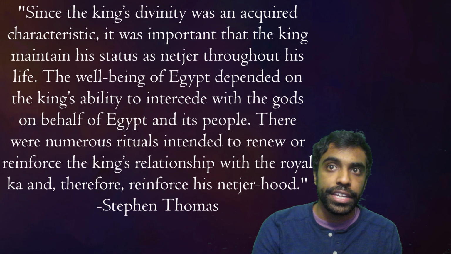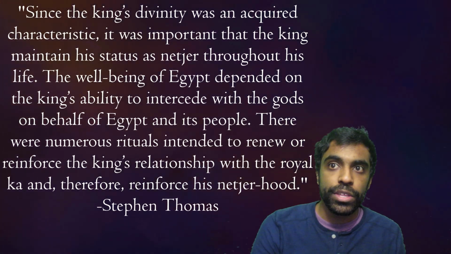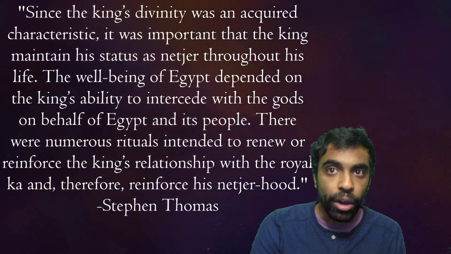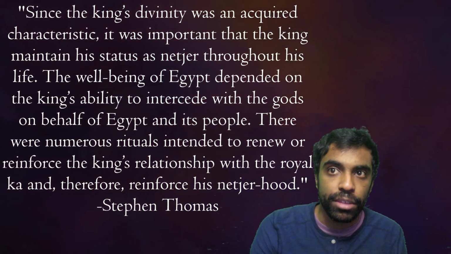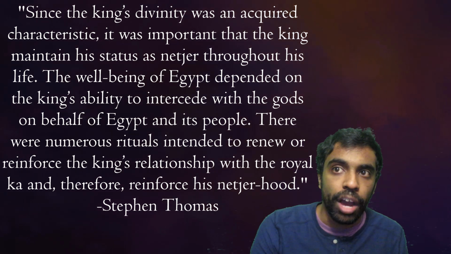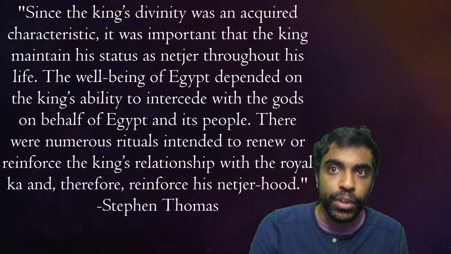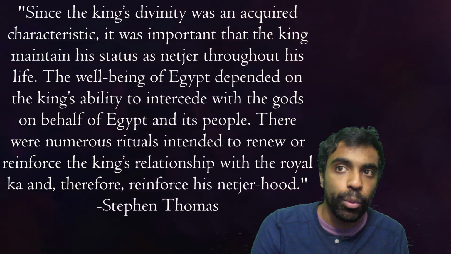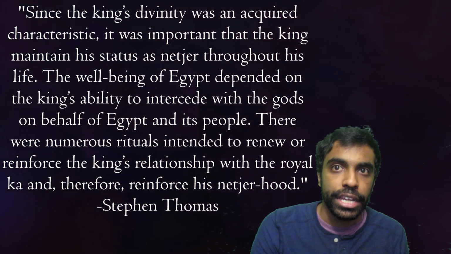Since the king's divinity was an acquired characteristic, it was important that the king maintain his status as Netcher throughout his life. The well-being of Egypt depended on the king's ability to intercede with the gods on behalf of Egypt and its people. There were numerous rituals intended to renew or reinforce the king's relationship with the royal ka, and therefore his Netcherhood."